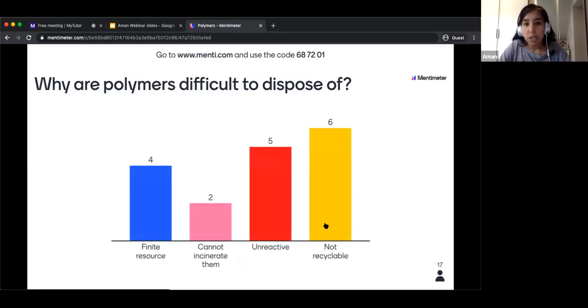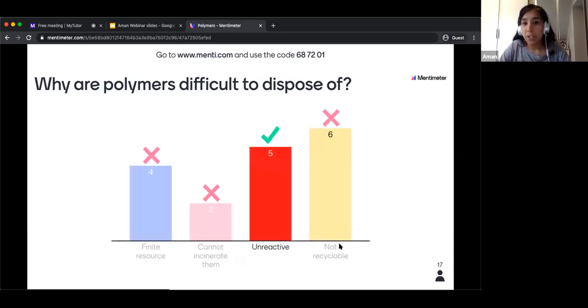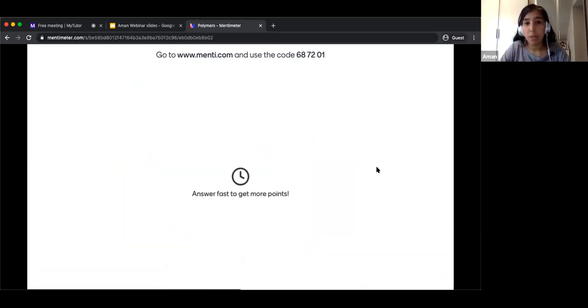Okay, so they are recyclable. It's just difficult to recycle them because we have to separate them. They require energy to melt them. So they are recyclable. We can incinerate them, but it produces carbon dioxide. And they are a finite resource, but that doesn't make them difficult to dispose of. The thing that makes them difficult to dispose of is the fact that they're unreactive. Okay, so the next question should be coming up in just a second.